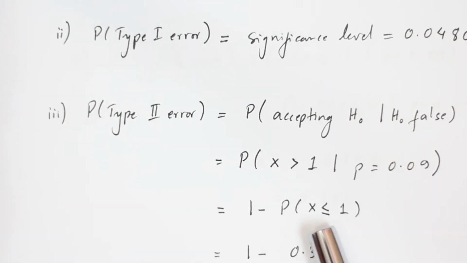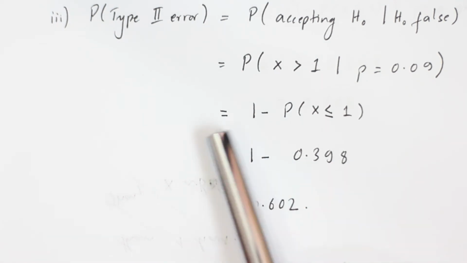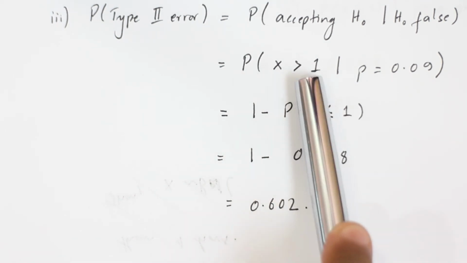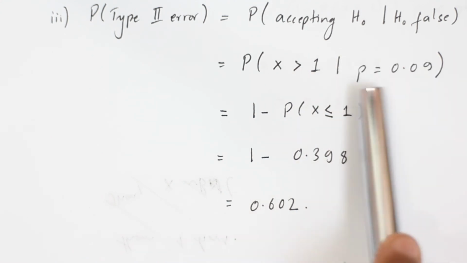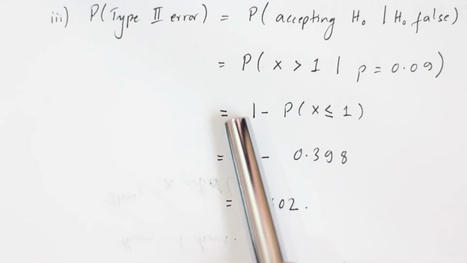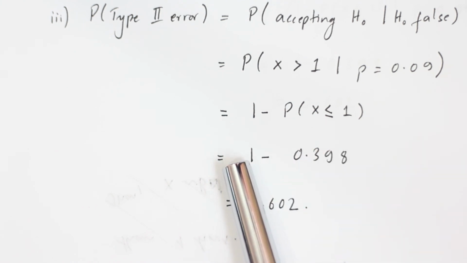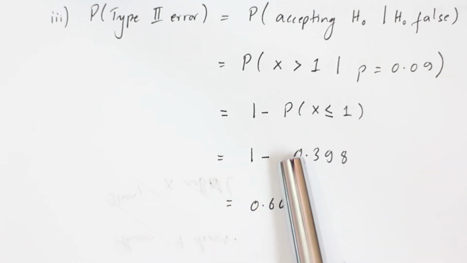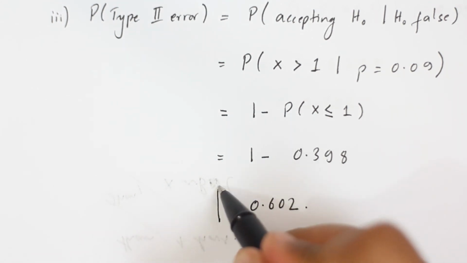Now again, this is a straightforward solution. In order to find P(X > 1), using 0.09 as the success probability, this is simply 1 minus P(X ≤ 1). Using the calculator, you see that this value gives 0.398, and your final answer is 0.602. So this is your final answer.